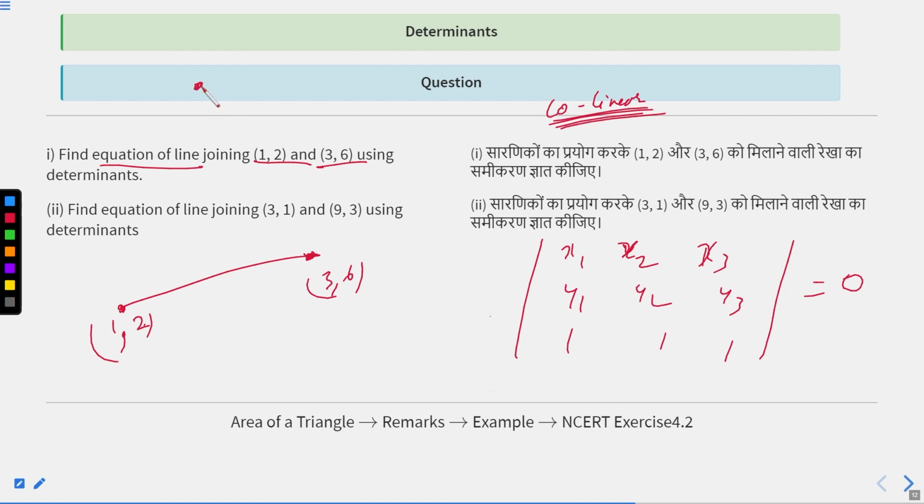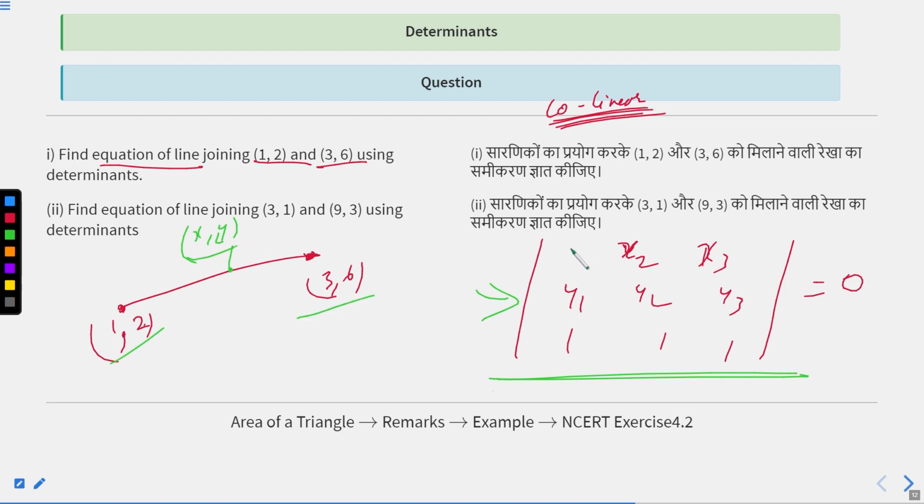You all know the points on a line are always collinear. Collinear means you have to choose 3 points on a line and put them in this form, and you will have this determinant equal to 0. So you are already given 2 points, 1 comma 2 and 3 comma 6. You have to choose the third point or the third pair. You can choose it as just x and y. You don't know it, you have to find that. So now you have 3 pairs.